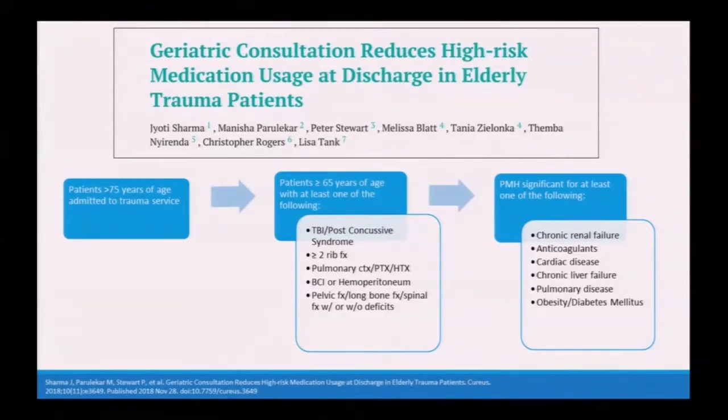identified patients who were over the age of 65 who had at least a TBI or post-concussive syndrome, at least 2 rib fractures, pulmonary contusion, pneumothorax or hemothorax, blunt chest injury or hemoperitoneum, pelvic fracture, long bone fracture, or spinal fracture with or without deficits. And then they looked at their past medical history to see if they had chronic renal failure, or they're on anticoagulants at home, cardiac disease, chronic liver failure, pulmonary disease, or obesity or diabetes mellitus.